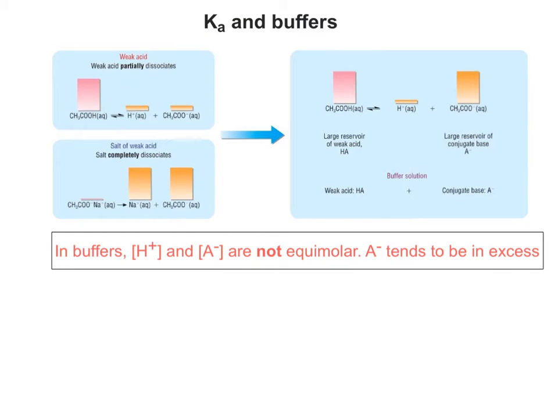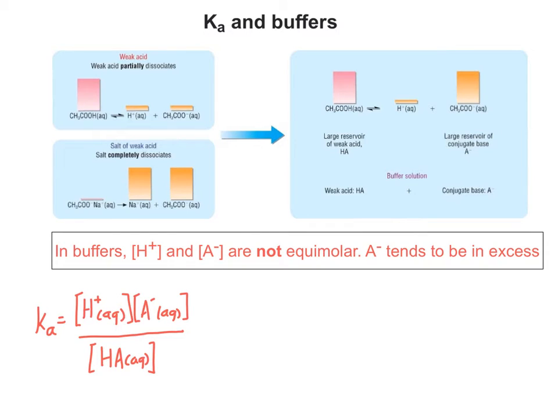So when we're doing the Ka expression for buffers, we can't make that assumption that H+ and A- concentrations are equimolar. A- tends to be in excess because, as you can see from the diagram, there's a large reservoir of our conjugate base. So we have to take a slightly different mathematical approach to identify the way of calculating the pH in buffers. We still use the pH equals minus log of the hydrogen ion concentration, but to get the hydrogen ion concentration, like I've just said, we have to take a slightly different approach.